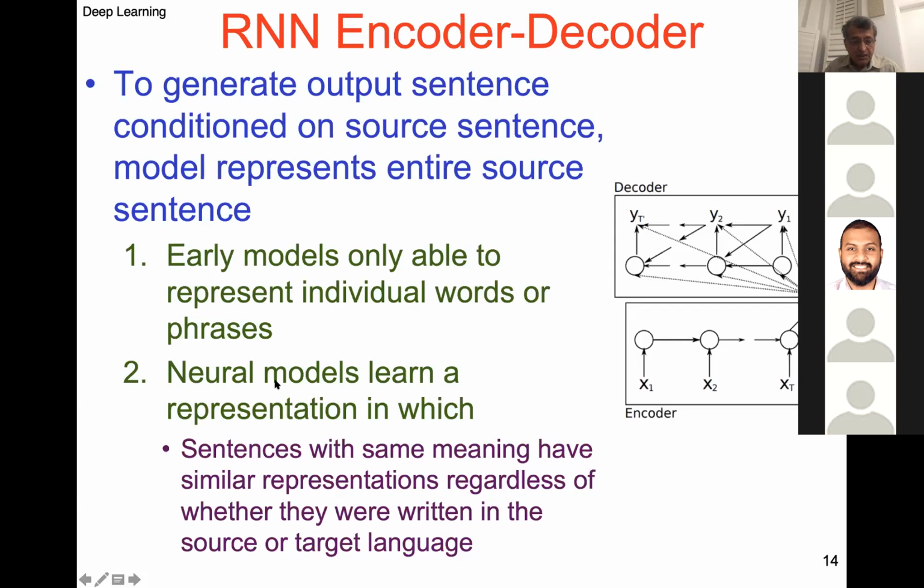All right, neural models learn a representation in which sentences with the same meaning have a similar representation, regardless of whether they were written in a source or target language. So this is a bit more challenging than simply word to vec. It's like phrase to vec, that kind of thing.